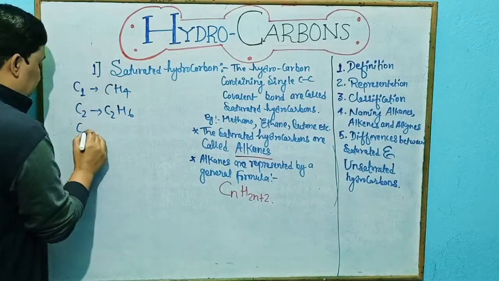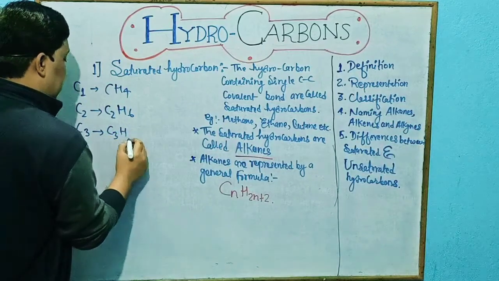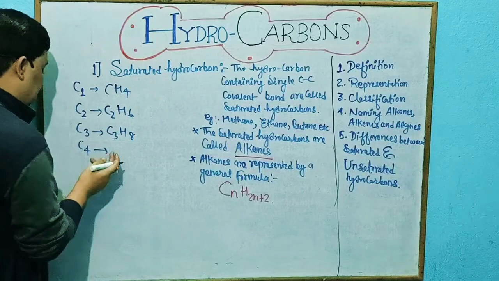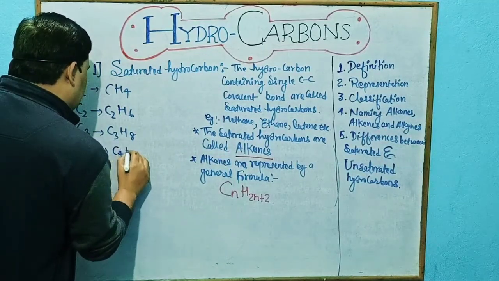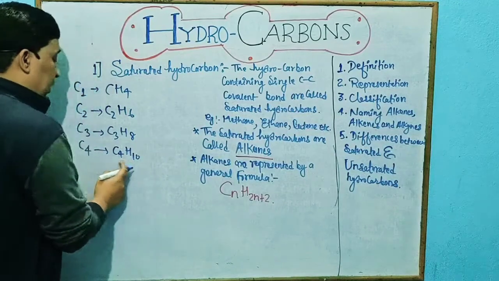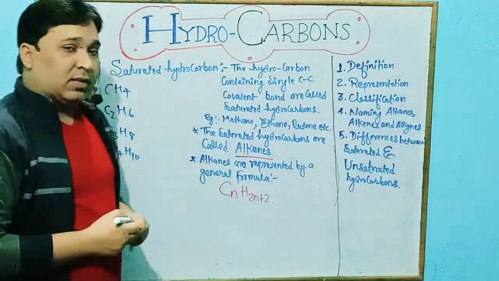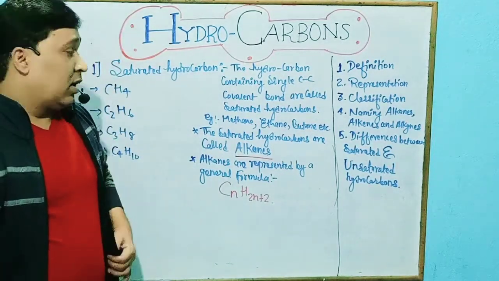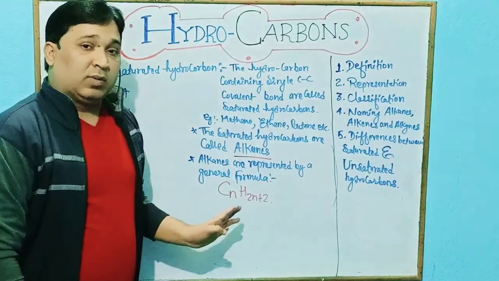When the number of carbon atoms is 3, then it is C3, 3 twos are 6 plus 2, that is 8. And then 4, we have seen the structure of this, that is butane. It is C4H10. C4, 4 twos are 8 plus 2, and so on. You can write the molecular formula of any alkane depending upon how many carbon atoms are present in it, right? On this particular formula.